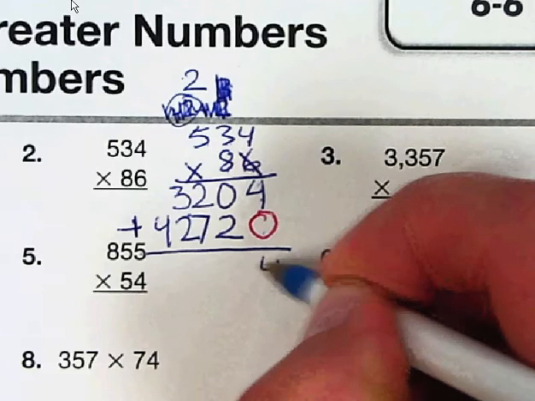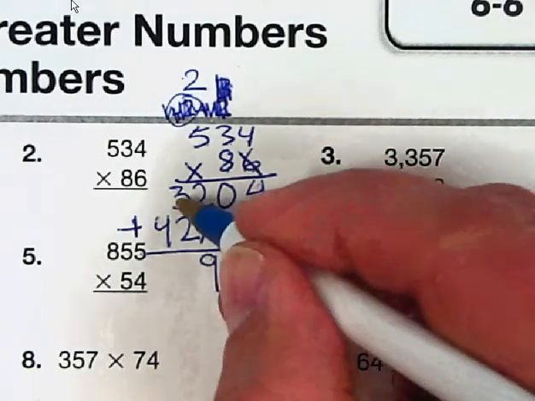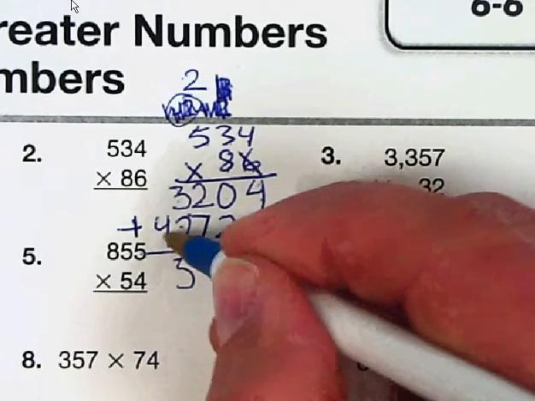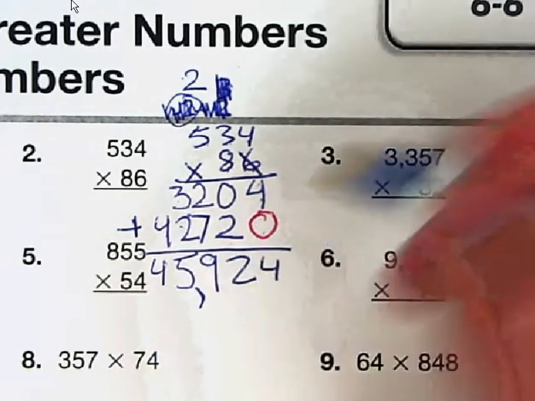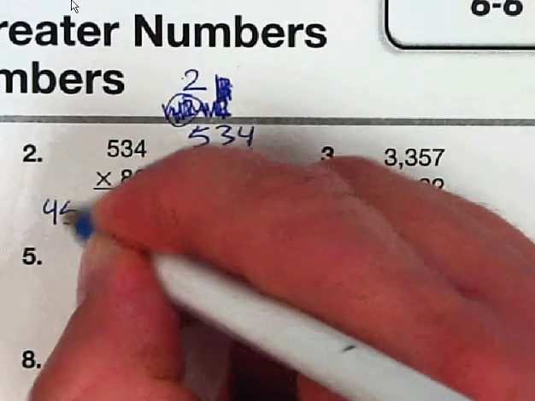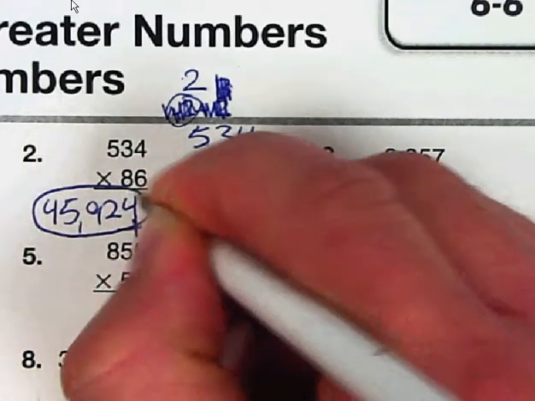4 plus 0 is 4, 2 plus 0 is 2, 7 plus 2 is 9, and 3 plus 2 is 5, and then 4 plus nothing is 4. So we've got 45,924. And there's our answer. I always like to circle the answer too.